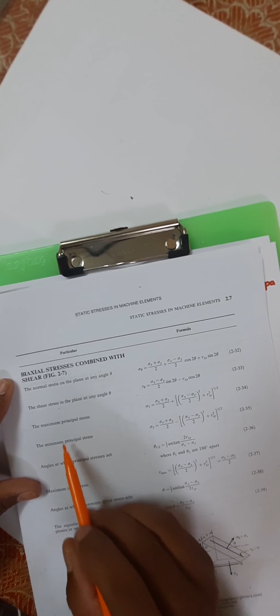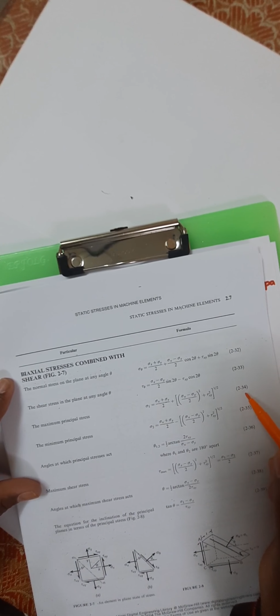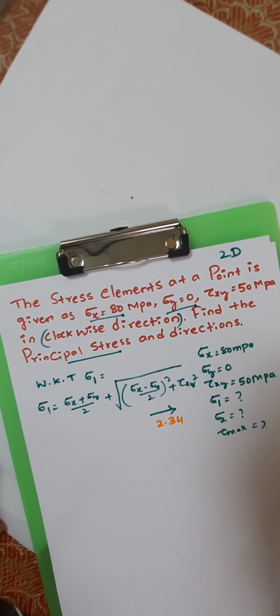You can see this is page number 2.7 from the design data handbook. This is the equation for the maximum principal stress, equation 2.34: sigma x plus sigma y divided by 2 plus square root of sigma x minus sigma y by 2 whole square plus tau xy square.